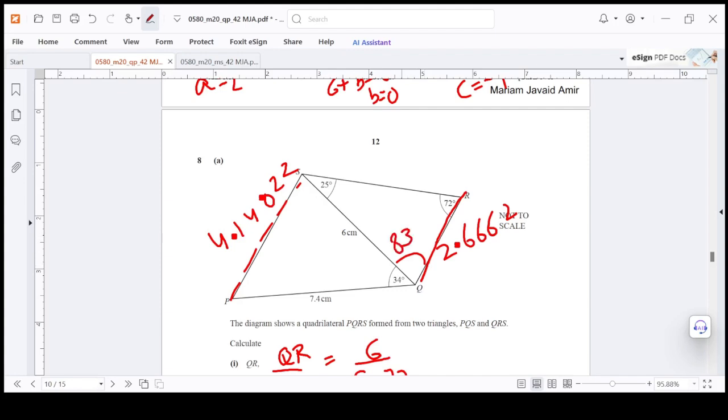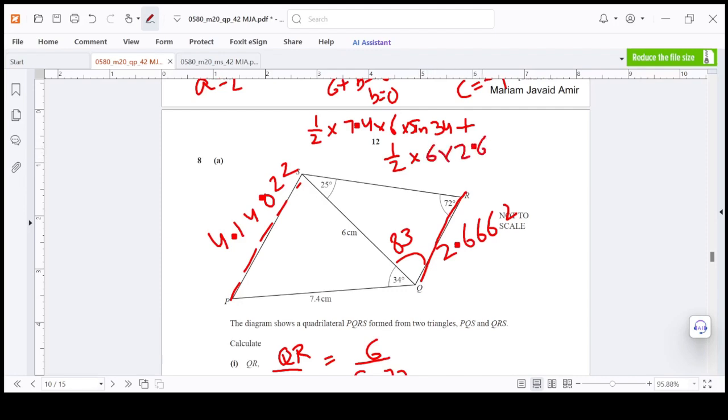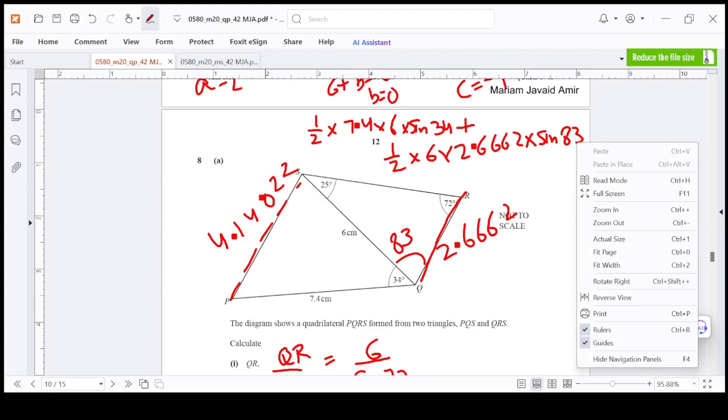Okay, the angle in the middle is going to be 180 minus 25 minus 72, which is 83. Let me do the working for area here because I can see the figure. Half times 7.4 times 6 times sine 34 plus half times 6 times 2.6662 times sine 83. Okay, let's enter this in one go: 0.5 times 6 times 7.4 times sine 34 plus 0.5 times 6 times 2.6662 times sine 83, and I'm getting 19.7 something.